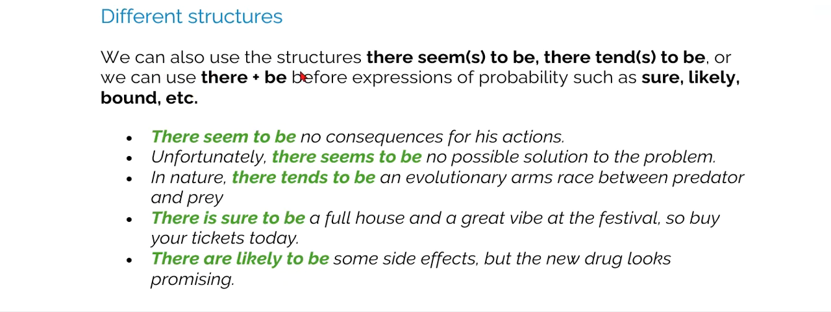So we can also use the structures there seem or there seems to be, there tend or tends to be. We can also use there plus be plus expressions of probability or likelihood, such as sure, likely, bound to, and stuff.